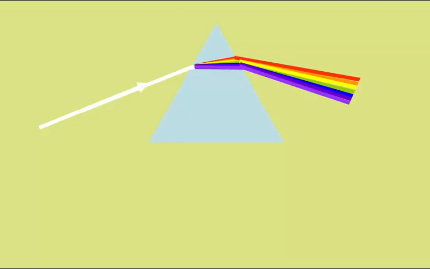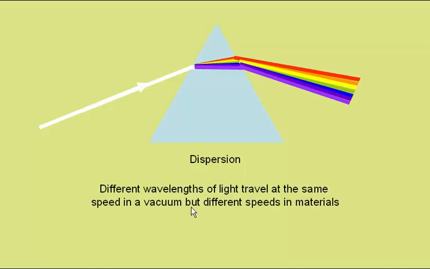You'll have seen this situation before, where a ray of white light enters a glass prism and is split up into the colours of the rainbow. This is called dispersion, and it occurs because different wavelengths of light travel at the same speed in a vacuum, but different speeds in different materials. So the red light has been slowed down less than the violet light, and so has been refracted by a smaller amount than the violet light.